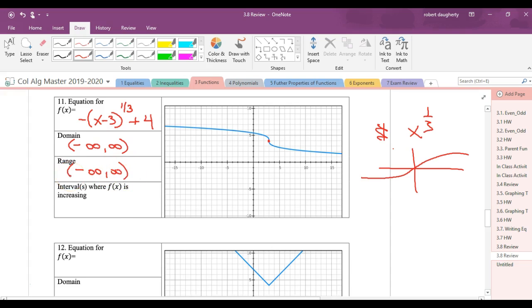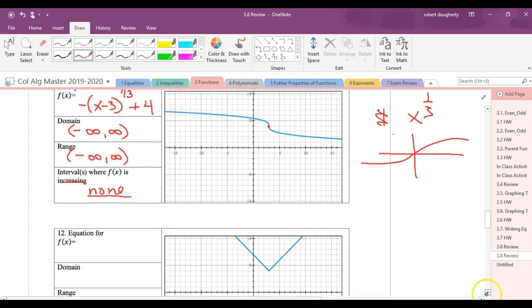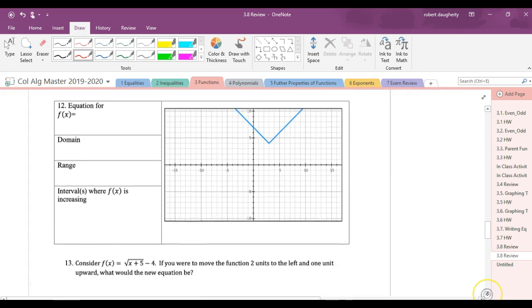Where is f of x decreasing? And this function is always decreasing, so it is never increasing. So there are no intervals where this thing is increasing. It is always decreasing. Next one, I look at a graph and also come back with this equation.